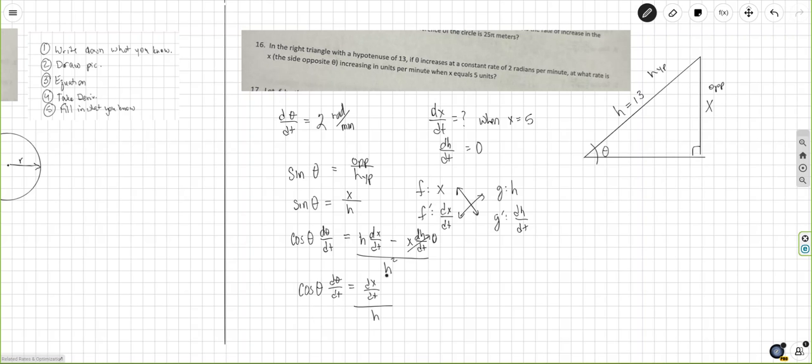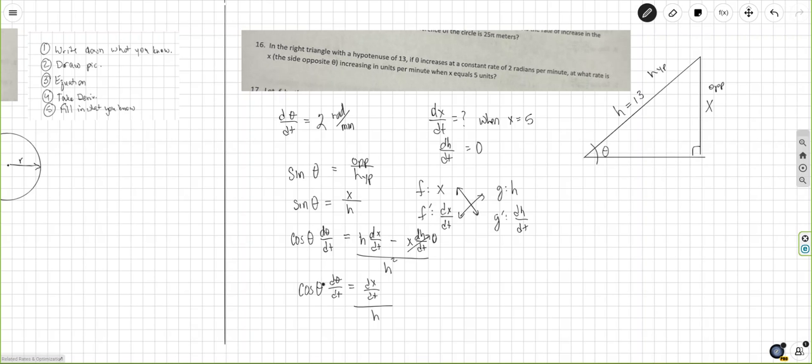Now, what do we know? We don't know dx/dt, but that's fine. That's what we're looking for. We do know d theta/dt. That's 2. We know h is 13. They told us x is 5. Why did they tell us x is 5? Oh, they told us x is 5 because that's how we're going to get theta. Okay. So we need theta.